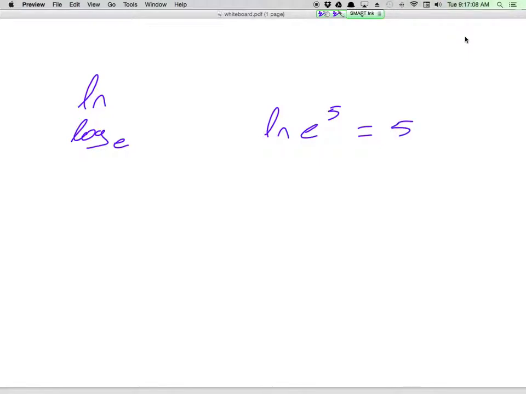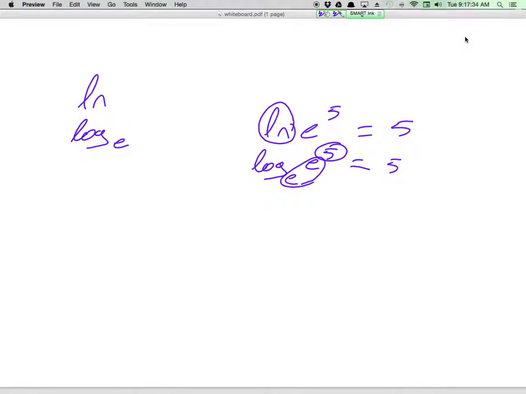Carson, why does it equal 5? Because there's already an e understood in the natural log. This right here is understood to be the same thing as log base e, and then I have e to the 5th, and anytime these two match up, the other number is my answer. Okay? So keep that in mind.